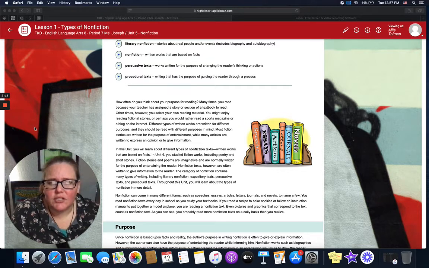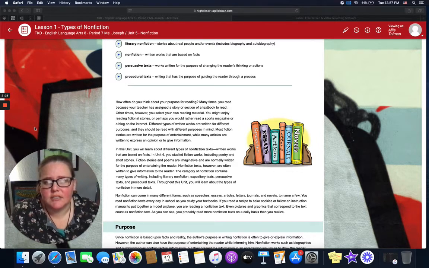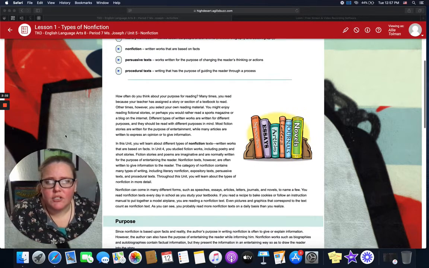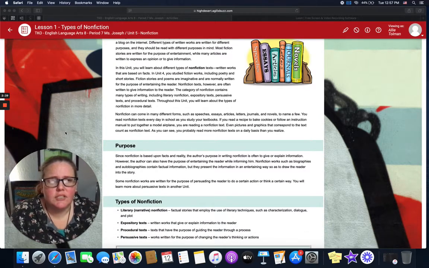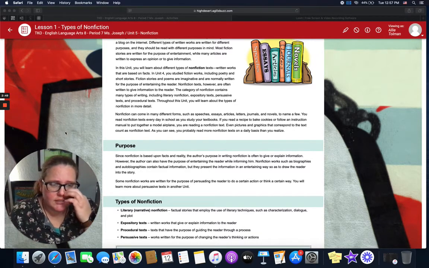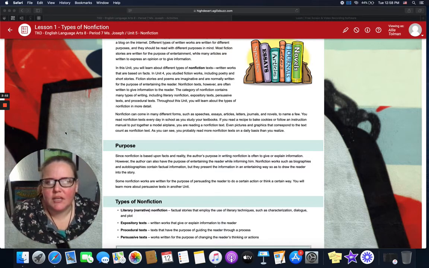The category of nonfiction contains many types of writing, including literary nonfiction, expository texts, persuasive texts, and procedural texts. Through this unit, you will learn the types of nonfiction in more detail. Nonfiction can come in many different forms, such as speeches, essays, articles, letters, journals, and novels, just to name a few. You read nonfiction texts every day in school as you study your textbooks. If you read a recipe to bake cookies, or follow an instruction manual to put together a model airplane, you're reading nonfiction texts. Even the pictures and graphics that correspond to the text count as nonfiction text. As you can see, you probably read more nonfiction texts on a daily basis than you realize.